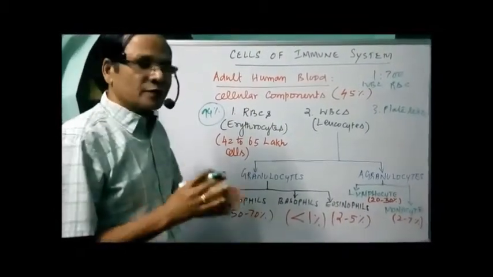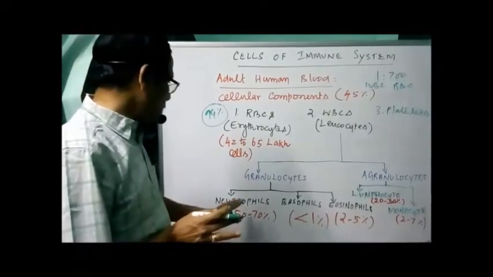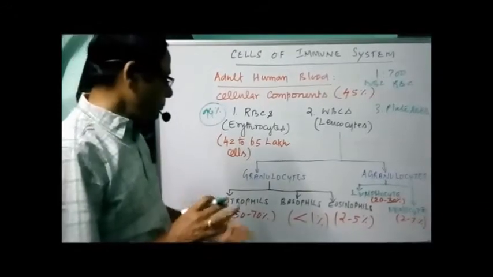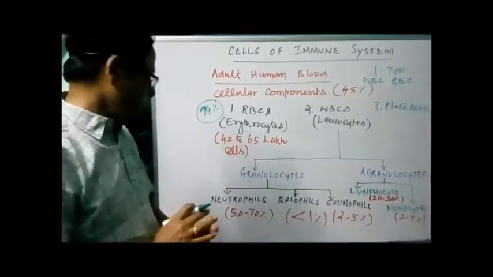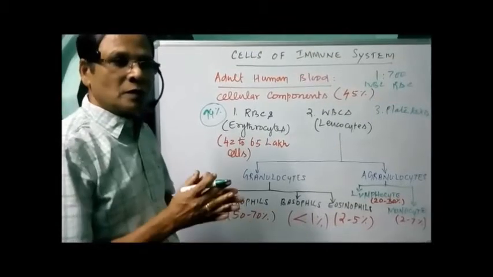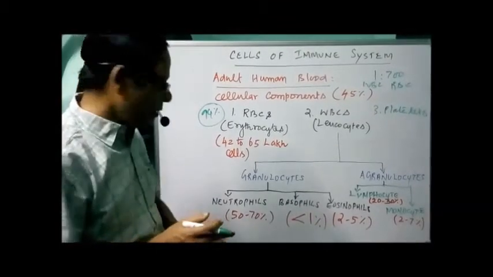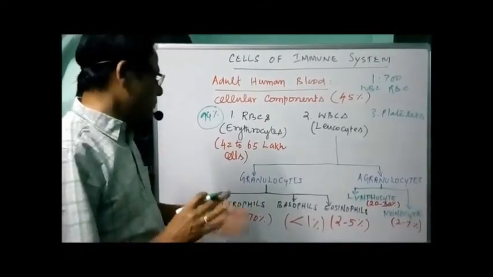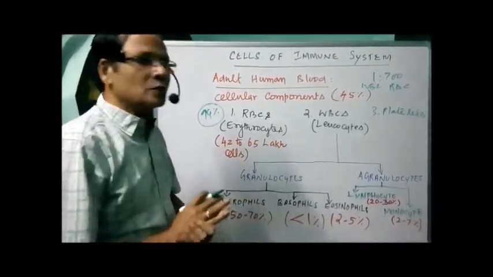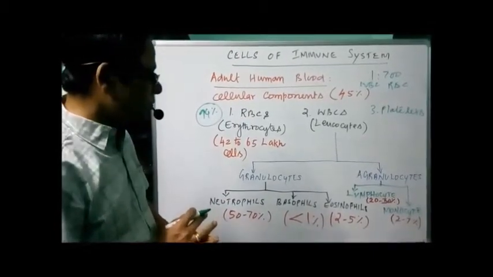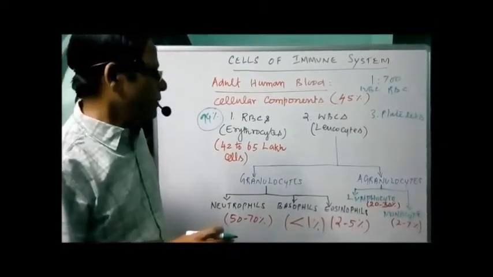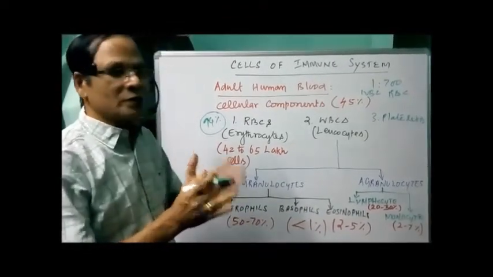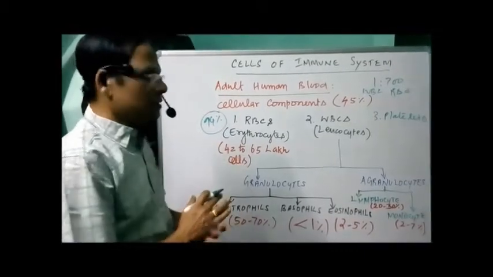Now the granulocytes are further classified into neutrophils, also called polymorphonuclear cells, then basophils and eosinophils. The neutrophils are the most numerous, nearly 50 to 70% of the WBCs. Then basophils are less than 1% and eosinophils 2 to 5%. Now the agranulocytes are the lymphocytes and the monocytes. This is what was studied last year.